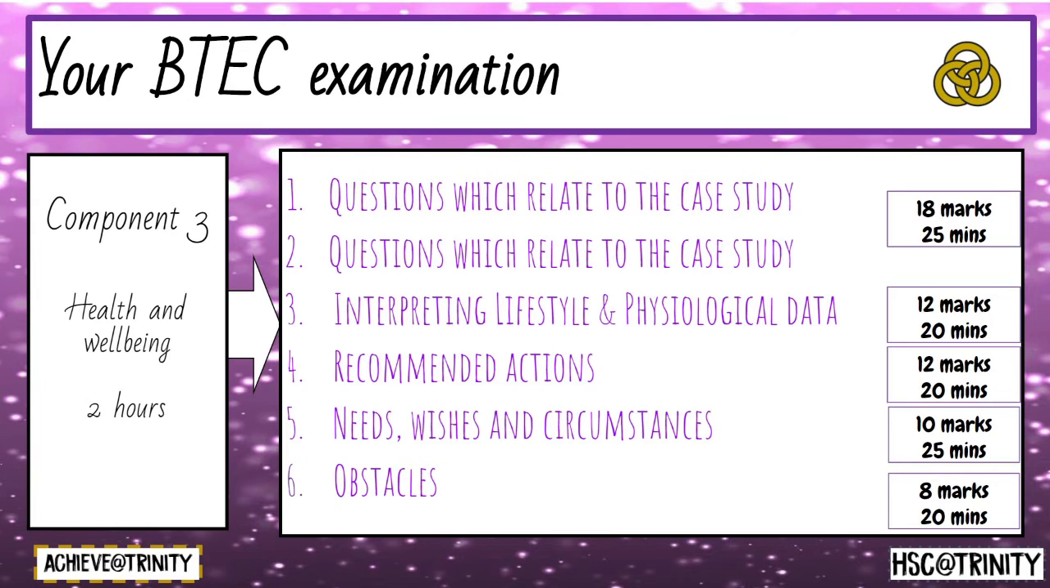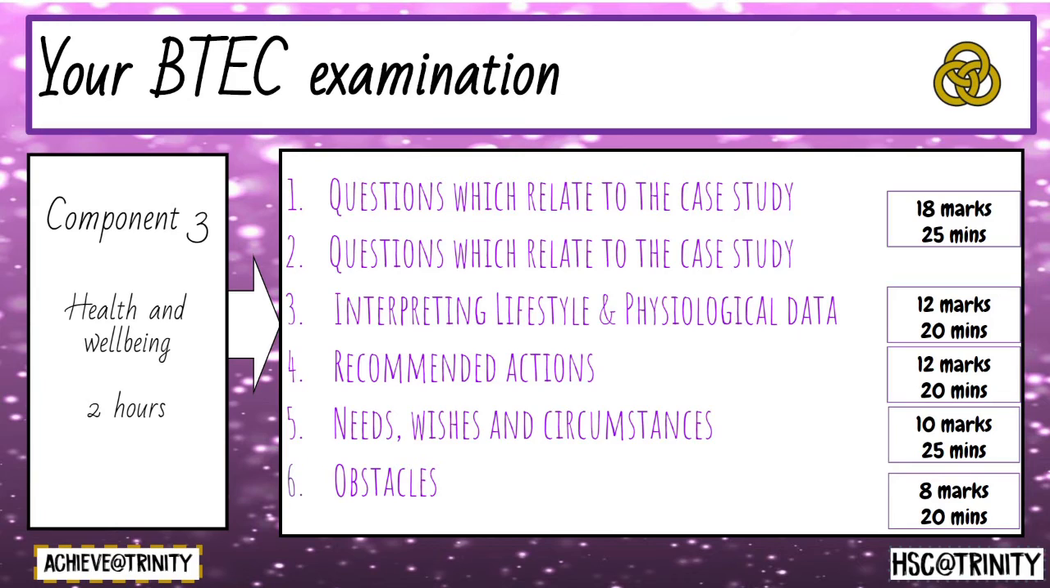Questions 4, 5 and 6 require students to create a health and wellbeing improvement plan. In question 4, they must describe 3 recommended actions for the individual. For each action, they must set short and long-term targets and explain how support can help the individual achieve their target. They should spend approximately 20 minutes answering question 4.